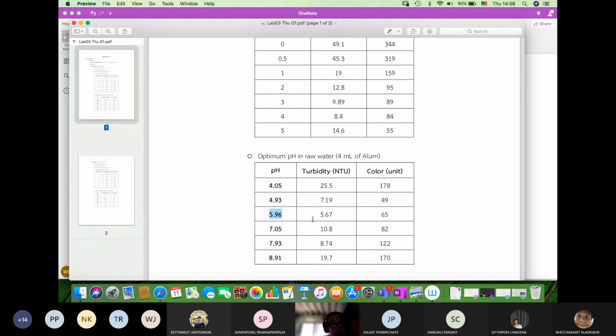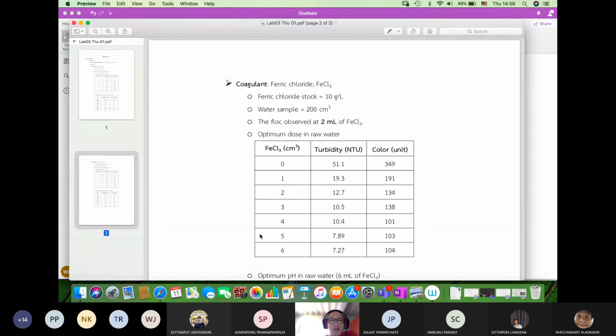6 is the optimum pH, but in the references, or the information that I have just shown you in the presentation slide, they can actually work in between 5 point something to 7 point something. So it means that this one is actually corresponding with the references.